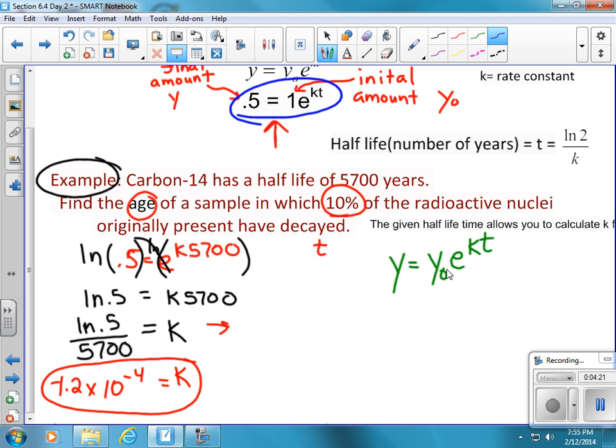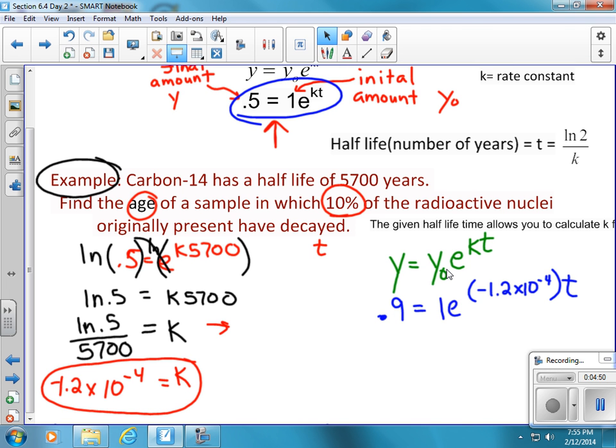We're going to take our K value. We know that 10% of the nuclei originally present has decayed. Therefore, our final amount is 0.9, and we started with a 1 because 10% has decayed. e, and we have this K number, negative 1.2 times 10 to the negative 4 times T.